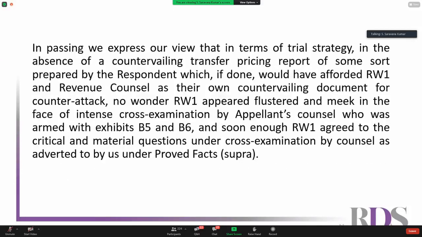And then the court said in their evidence, they said very clearly, we express our view in terms of trial strategy: in the absence of a countervailing TP report somehow prepared by the respondent, which, if done, would have afforded them and the revenue their own countervailing document and counterattack. But in the absence of such, no wonder RW1 appeared flustered and meek in the face of intense cross-examination by the appellant's counsel with exhibits B5 and B6, and soon enough, she agreed that the evidence led by us was correct.